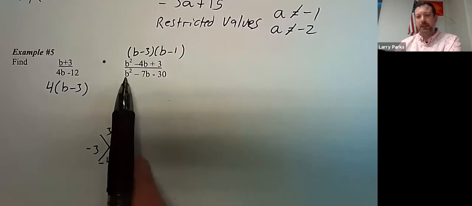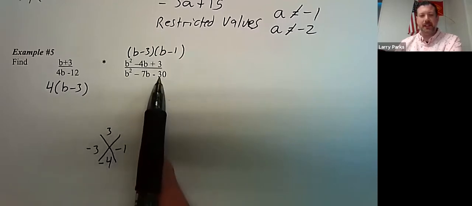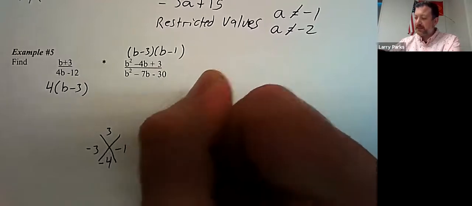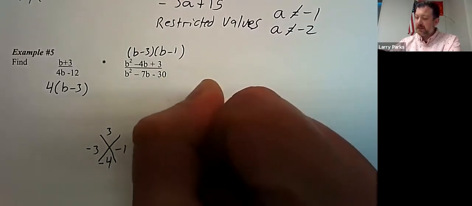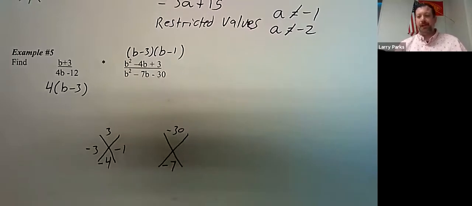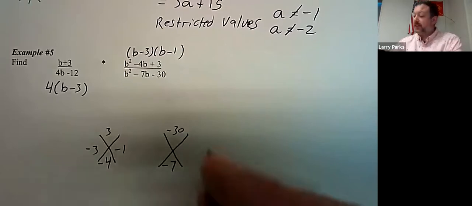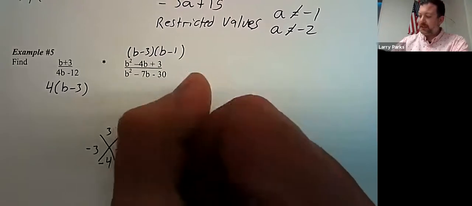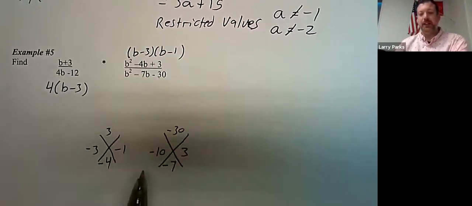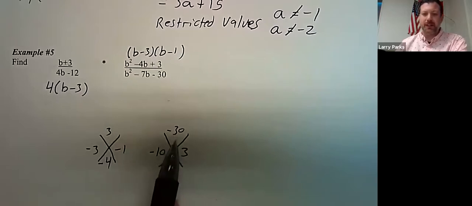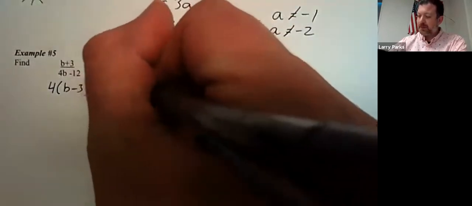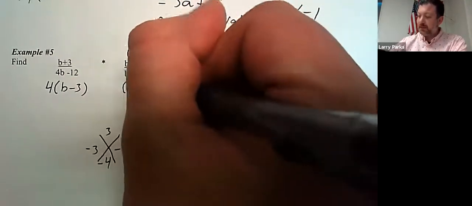Here, A is 1, 3 terms. What multiplies to -30 but adds to -7? See, 2 and 15 makes 30, but does not subtract to 7. 3 and 10, that would work. So if I do -10 and +3, -10 times 3 is -30, and -10 plus 3 is -7. So this makes b minus 10, b plus 3.